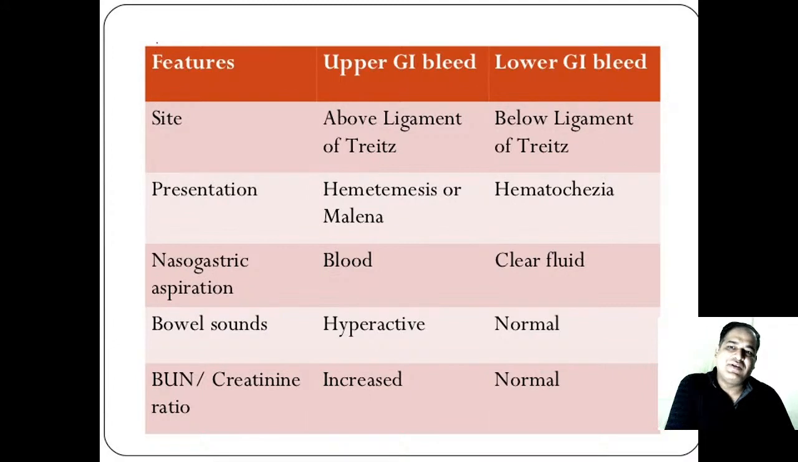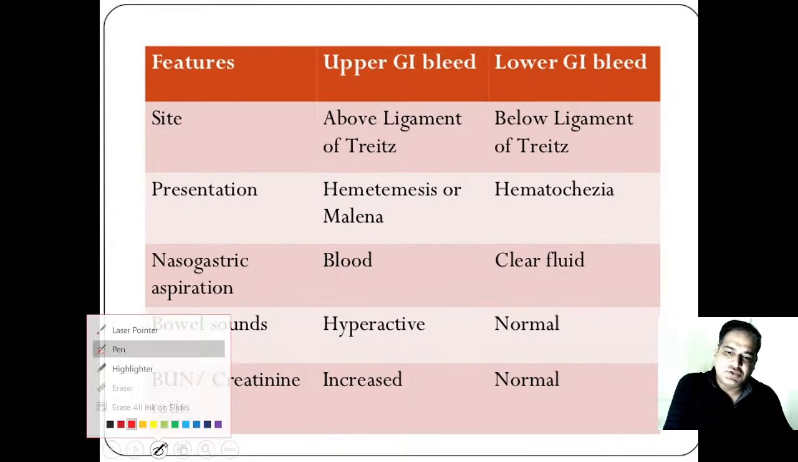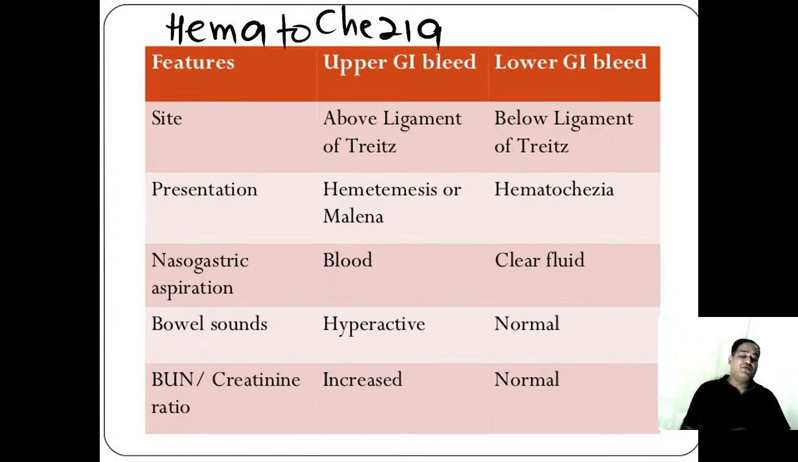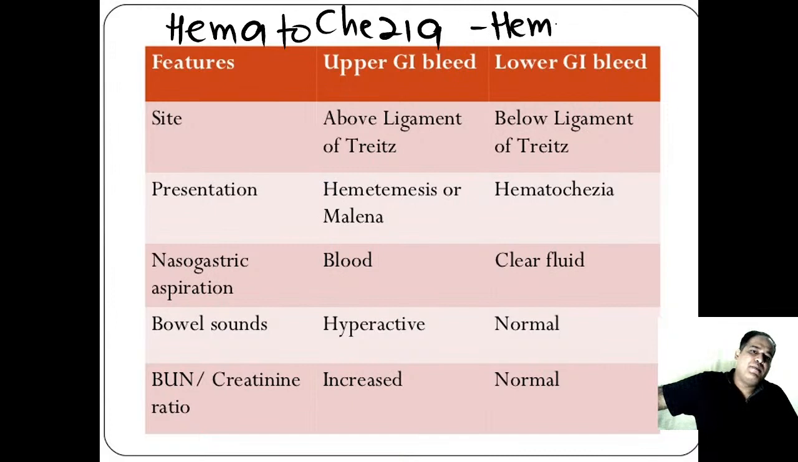Now, we start with the next topic, that is the lower GI bleed. Fine. Lower GI bleed, if it is fresh, not mixed with the stools, not digested, that is called as hematochezia. Most common cause of hematochezia remains hemorrhoids. So that is the difference between upper GI bleed and lower GI bleed.